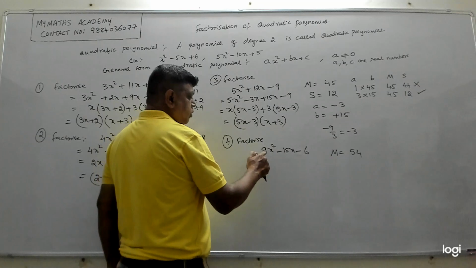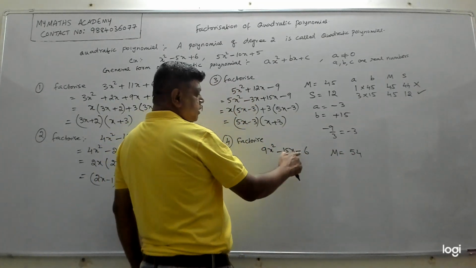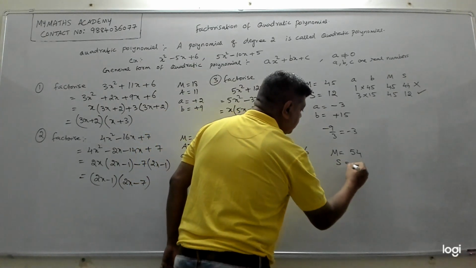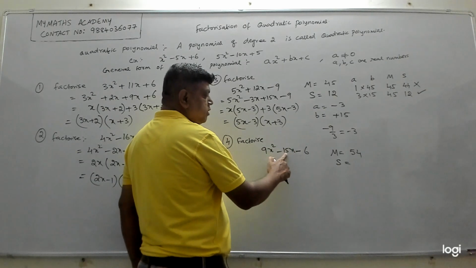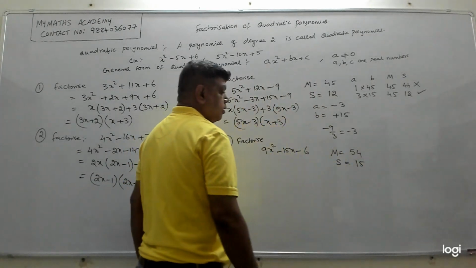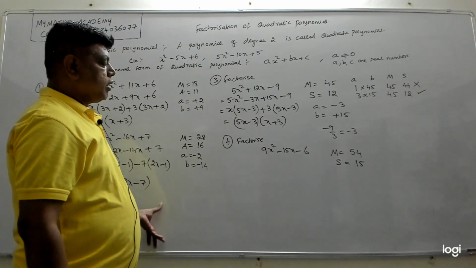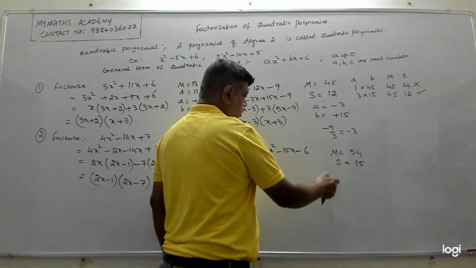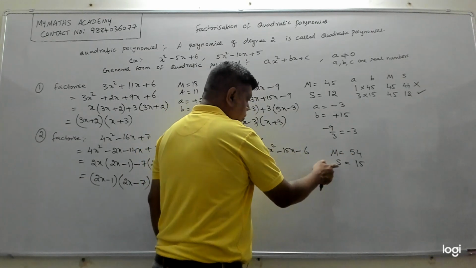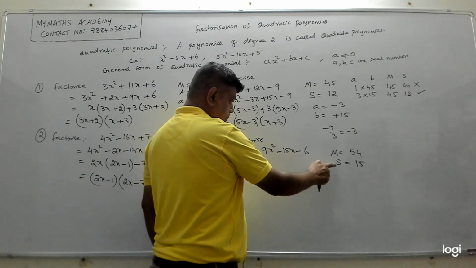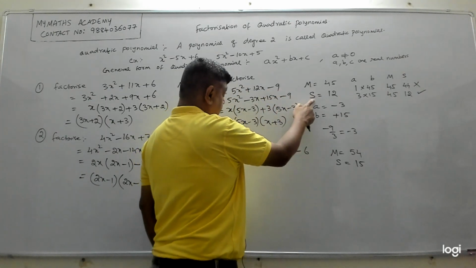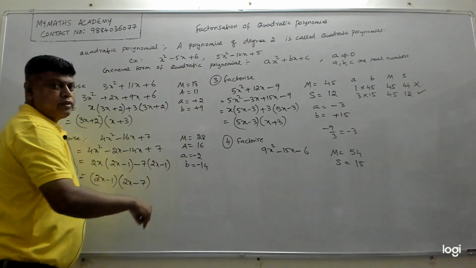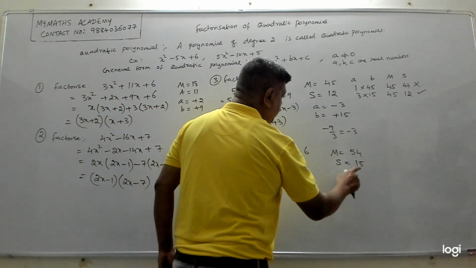Again, 9 into 6 is 54. Now, is it an addition or subtraction case? For that you have to see this sign. This sign is minus. Minus means it's a subtraction case. When I subtract the two numbers, I should get this number. What is this number? 15. When I multiply the two numbers, I should get 54. The same two numbers I subtract. Here also this was minus, so it is the subtraction case. Here it was plus, so we call it the addition case. So subtraction, we should get 15.